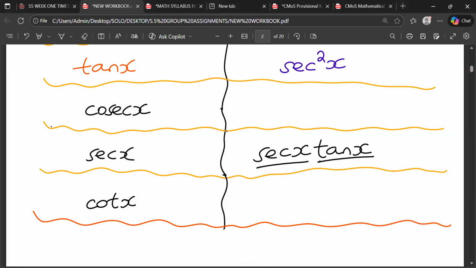So I was saying that cot x will just copy tan x, but this time round it will be cosec. Someone may be like, but why are these things like this? I told you you're supposed to just learn by heart. You just accept. Period.